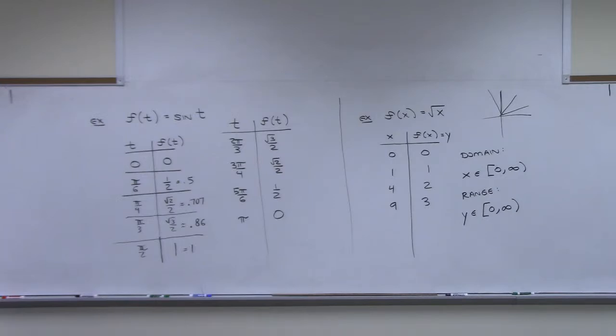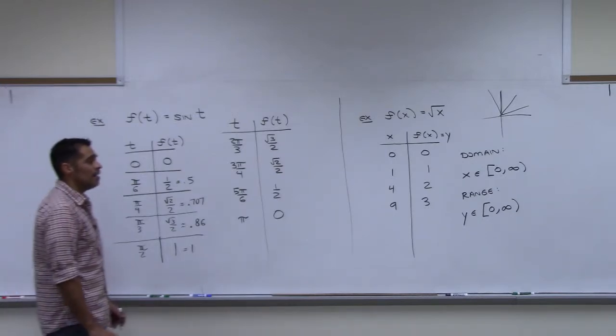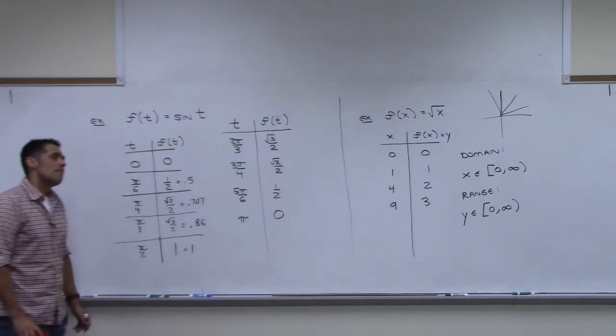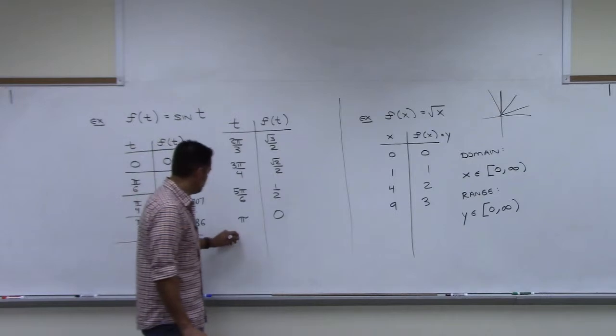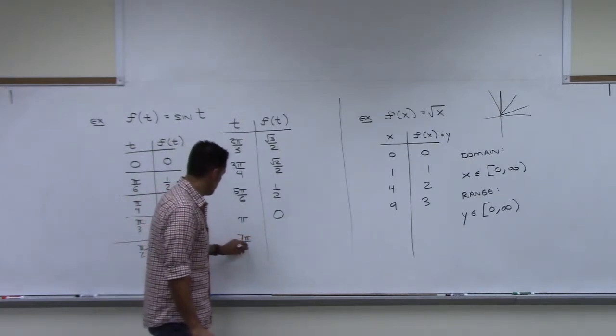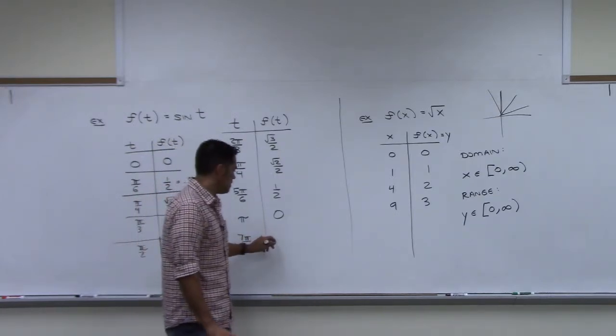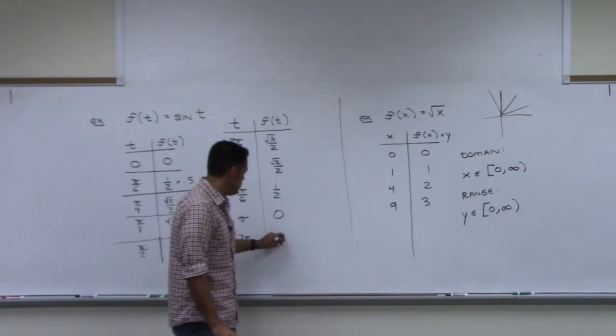What is the next angle? If we're going around our common angles, we're at pi right now. What's the next one? 7 pi over 6 would be our next one. And that's going to give us the y-coordinate there, which should be negative 1/2.